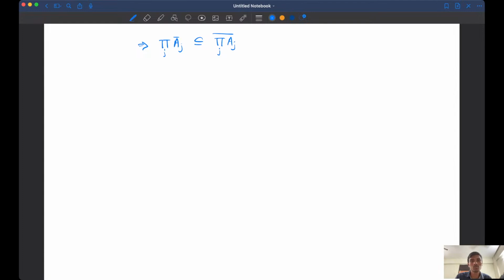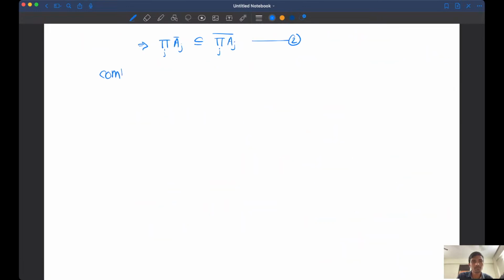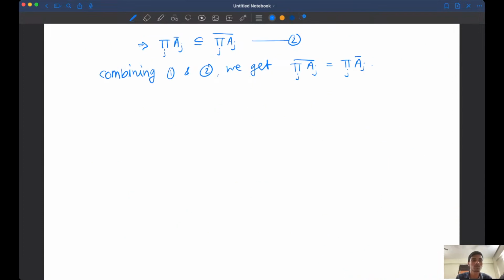Okay, so this is 2, so combining 1 and 2. Again, I will say that in the proof I haven't used anything particular to the product or box topology, so the same thing will hold even in box topology.